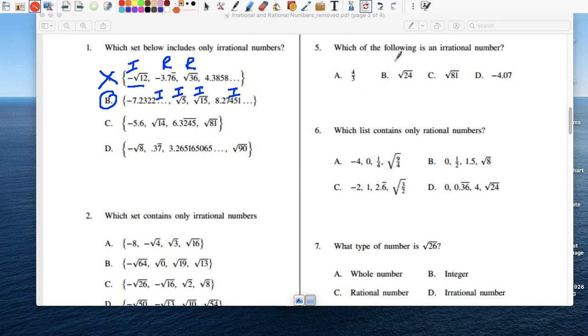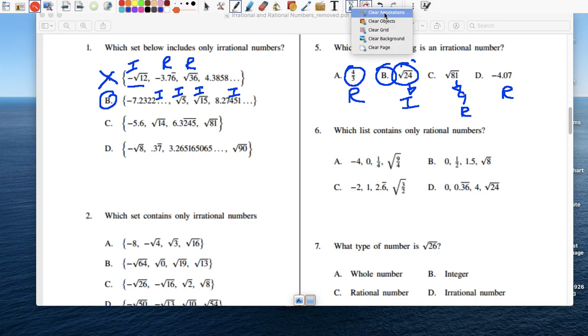Let's do 5. Which one of these is an irrational number? So 4 over 3 is already a fraction, so it makes it rational. Square root of 24, think about it. If that was a square and the area was 24, do you know two numbers that are exactly the same that multiply to give you 24? No. So you know that this is going to be an irrational number. Square root of 81 is 9. And if it's 9, that's rational. And negative 4.07 is just rational. So which of the following is irrational?